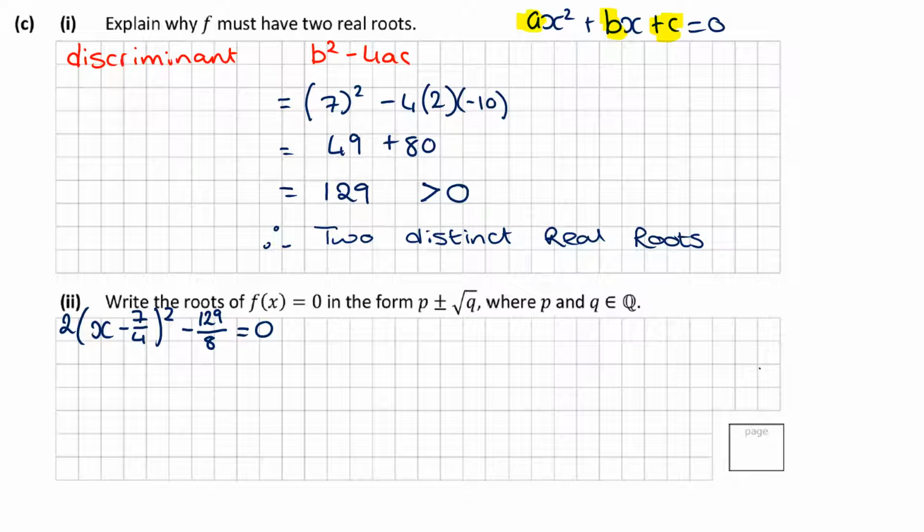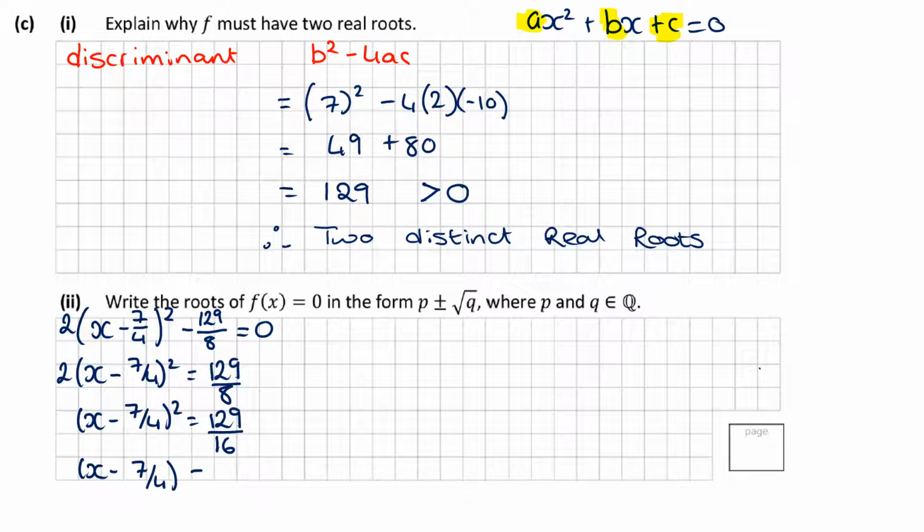So we start with the form that we made in the first part. So 2 bracket x minus 7 over 4 squared minus 129 over 8. We're then going to rearrange this. So we're going to bring the minus 129 over 8 across the equals. So that gives me equals 129 over 8. I'm then going to divide both sides by 2 to get rid of the 2 in front of this bracket. So I end up at 129 over 16. And then I'm going to square root it. So I just want this bracket as it is. So x minus 7 over 4 is equal to the square root of 129 over 16.